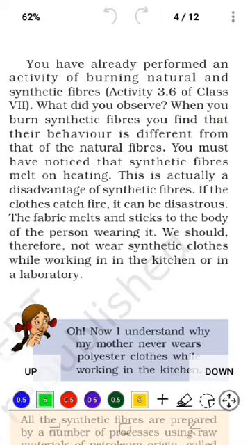If the clothes catch fire, it can be disastrous. The fabric melts and sticks to the body of the person wearing it. We should therefore not wear synthetic clothes while working in the kitchen or in a laboratory. This is the disadvantage. It easily catches fire, and on heating it melts and sticks to the body, and that's why sometimes it may become more dangerous. That's why it is suggested that while working in the kitchen or in the laboratory, we should not wear dresses made of synthetic fabric. Fine.